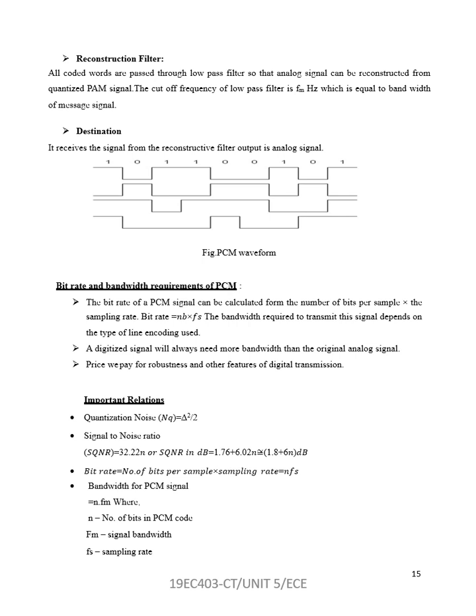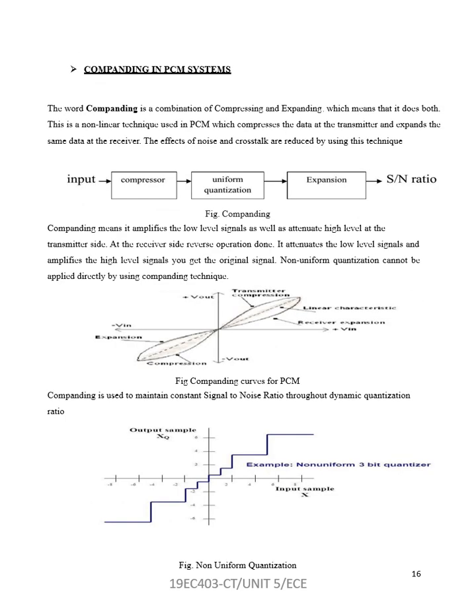As we talk about PCM, since this is a digital modulation, it definitely requires more bandwidth than the original analog signal mechanism. The bandwidth required to transmit PCM signals depends mainly on the type of line encoding technique we deploy. These are some of the important relations we need to keep in mind: quantization noise, signal to noise ratio, the bit rate, and the bandwidth required for a PCM signal.